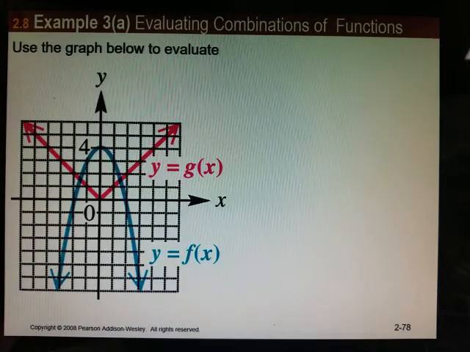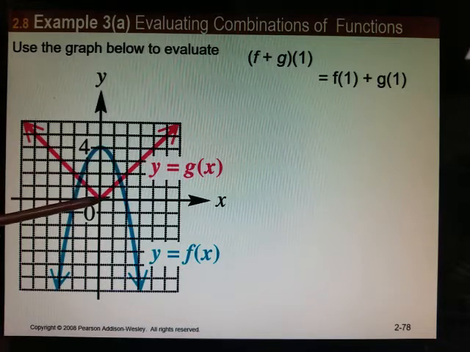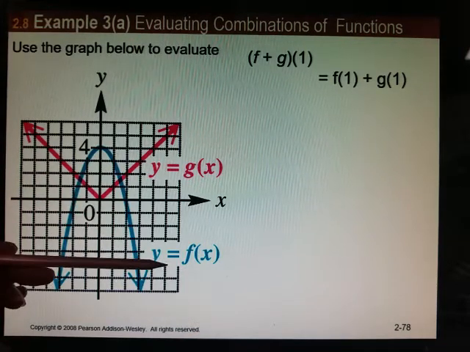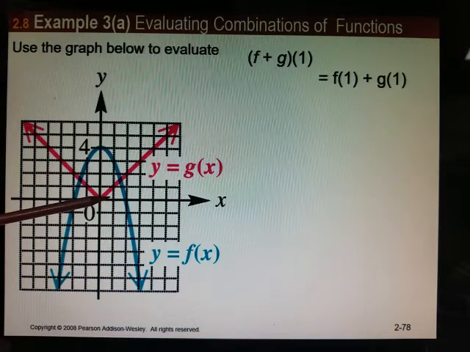So use the graph below to evaluate. So f plus g of 1, that means f of 1 plus g of 1. And that means you go to where x equals 1. Now the f function is blue and my g function is red. If you are colorblind and cannot see the difference in the blue and the red, we'll have to figure out a solution for you. So come see me because I do need to definitely figure out a solution.